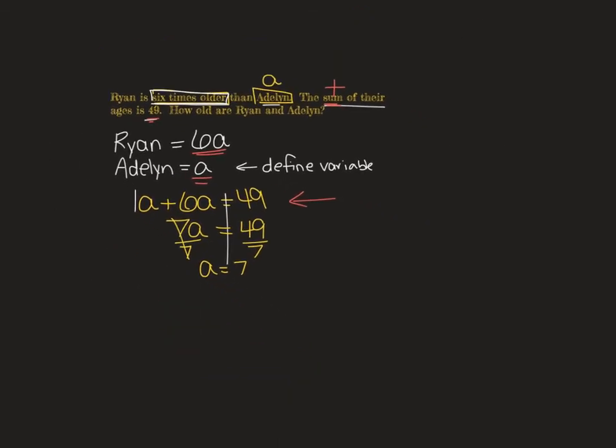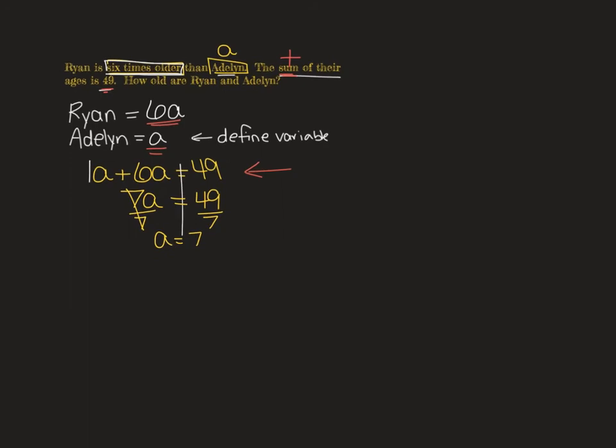So to answer the question of how old Adeline and Ryan are, we say, okay, A is 7. We already defined Adeline as our A. So we're saying Adeline is 7.